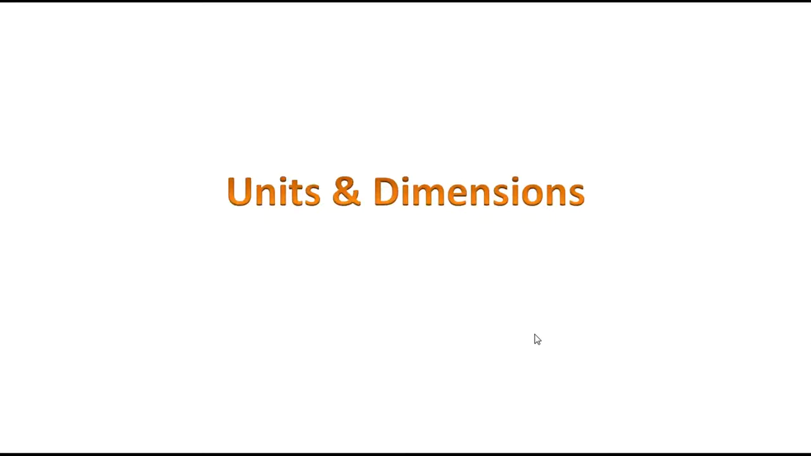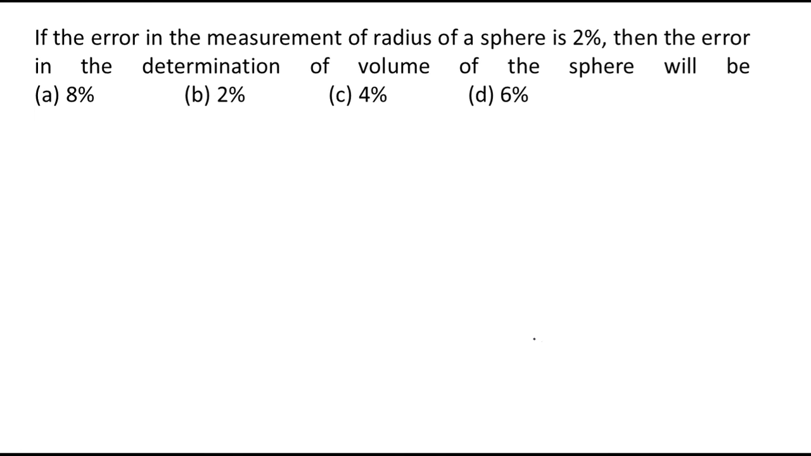Let us see some problems in units and dimensions. The problem is: if the error in measurement of the radius of a sphere is 2%, then the error in the determination of the volume of the sphere will be? So the given data is the percentage error in radius, del r by r into 100, is equal to 2%. You have to find del V by V into 100.